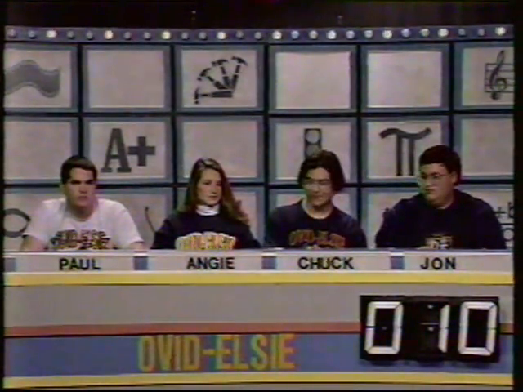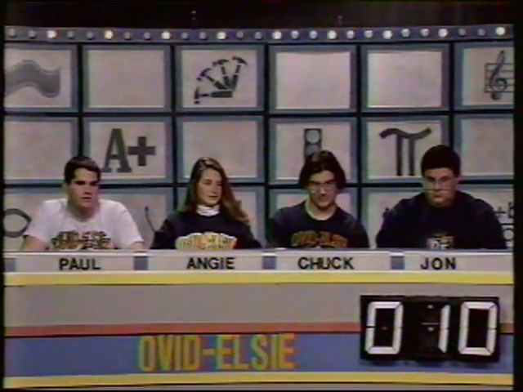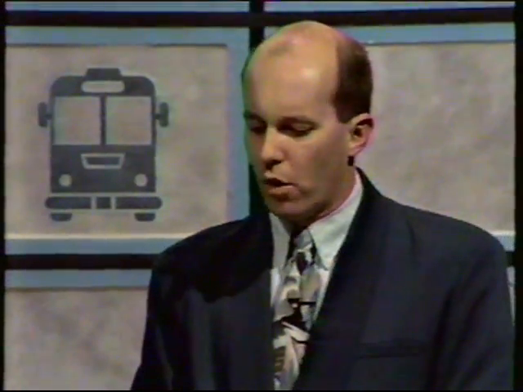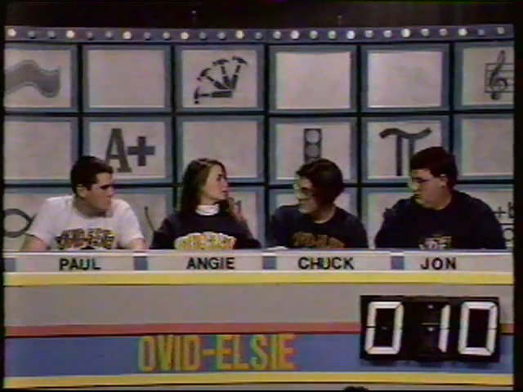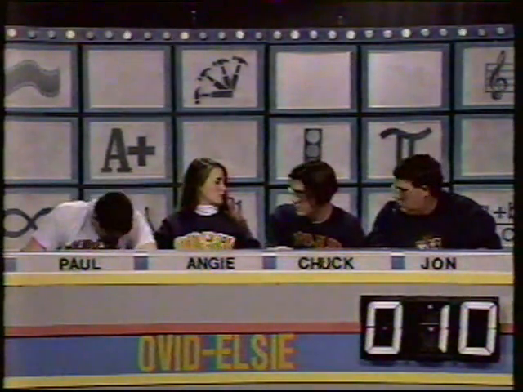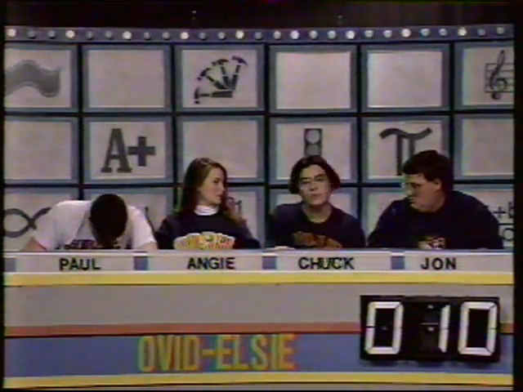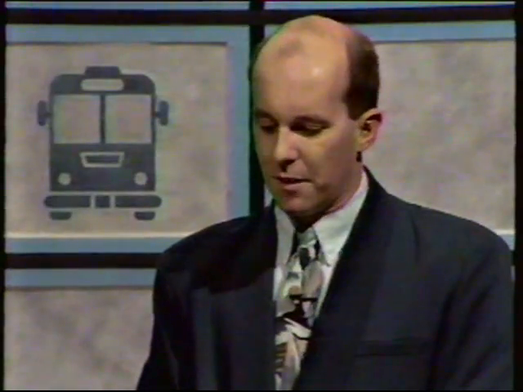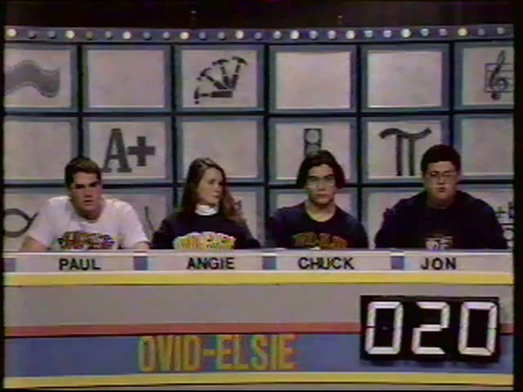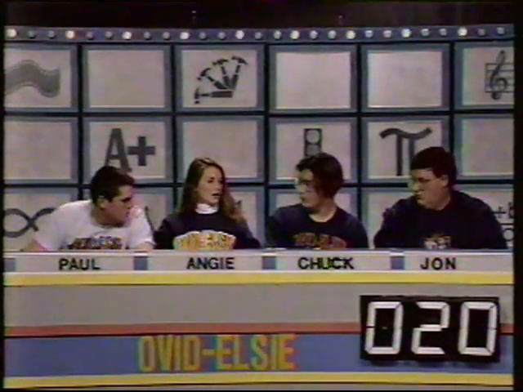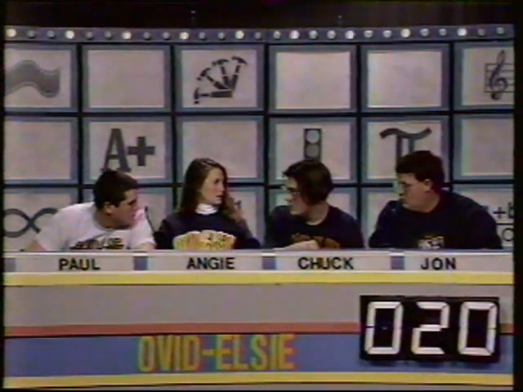Greek mythology, your bonus category. Chuck, once you've had a chance to confer, I'll take the answers from you. Question 1. A town on the slopes of Mount Parnassus was the site of Apollo's temple and oracle. Name the town. Delphi. Delphi is right for 10 points. Question 2. Mercury was the Roman messenger to the gods. Who was his Greek counterpart in that role? Hermes. Hermes is right for 10.